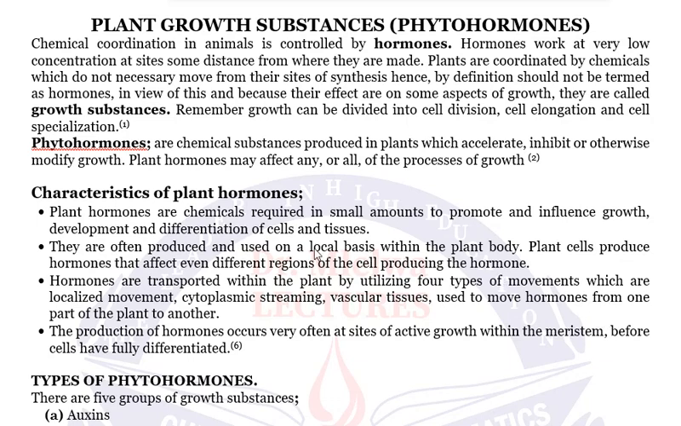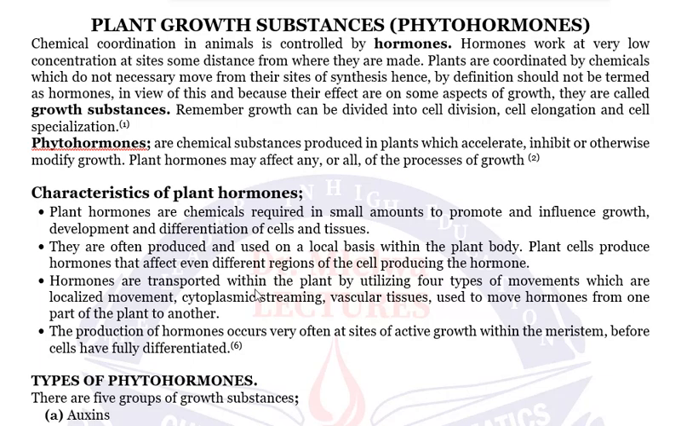And another characteristic, phytohormones are transported within the plant by utilizing types of movement, which are localized movement, cytoplasmic streaming, and vascular tissue. They are used to move hormones, as we shall discuss later, because for every phytohormone which we will discuss we need to know its site of synthesis and how it is distributed within the plant body. So the distribution of each kind of phytohormone and the site of production we'll discuss later.